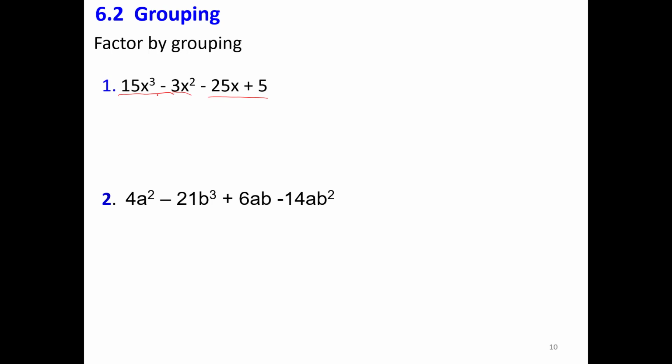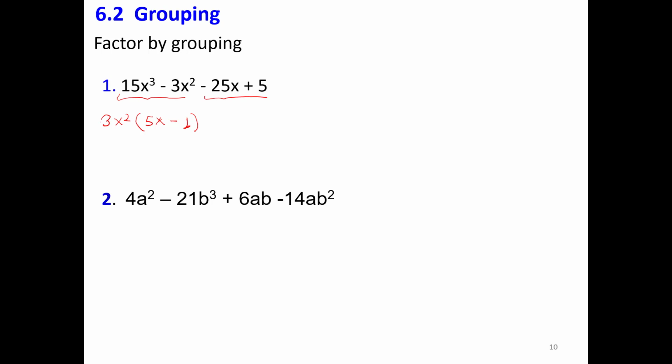Let me do this one better. We had this part and we had this part. In the first part, the greatest common factor for the numbers will be 3, and for the variables will be x to the second. And let's see what is left inside. 15 divided by 3 is 5, and x to the third divided by x to the second will be just x. So it's 5x minus 3x squared divided by 3x squared is 1.